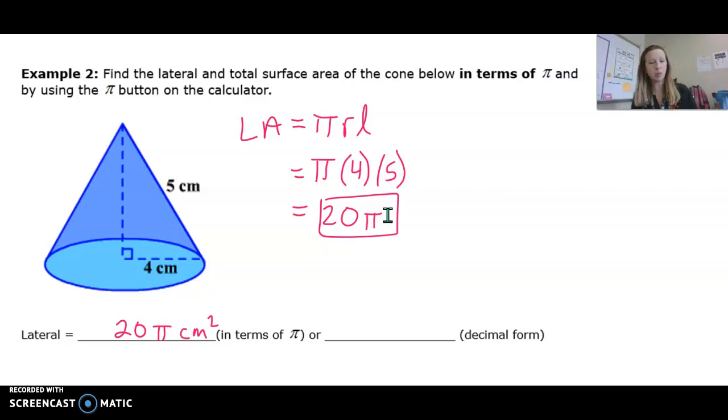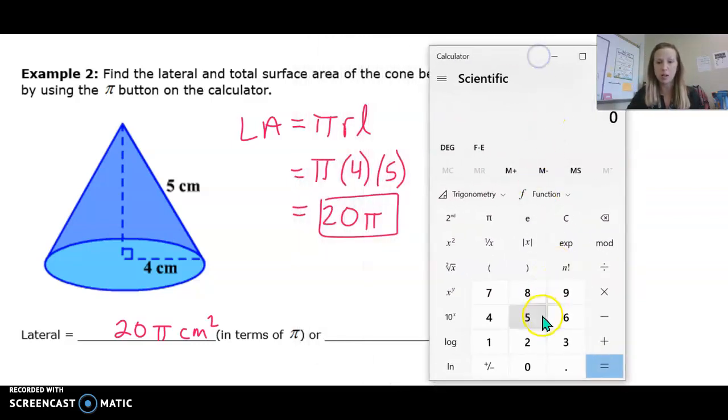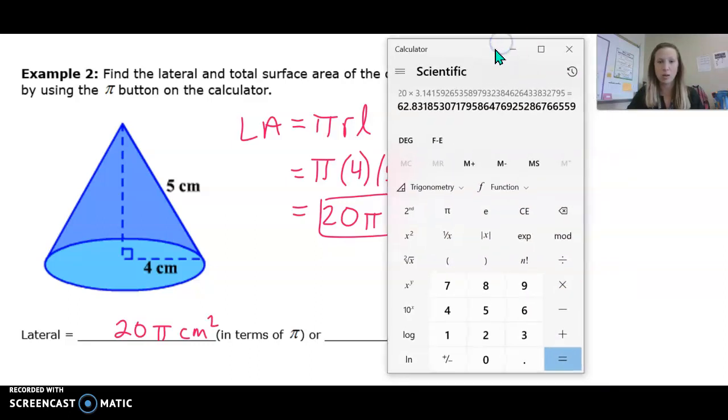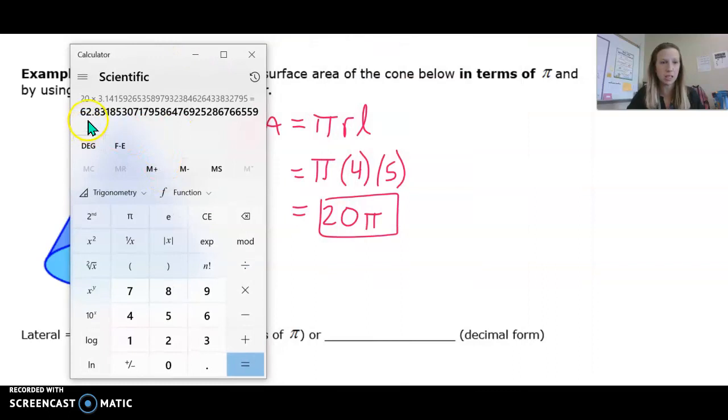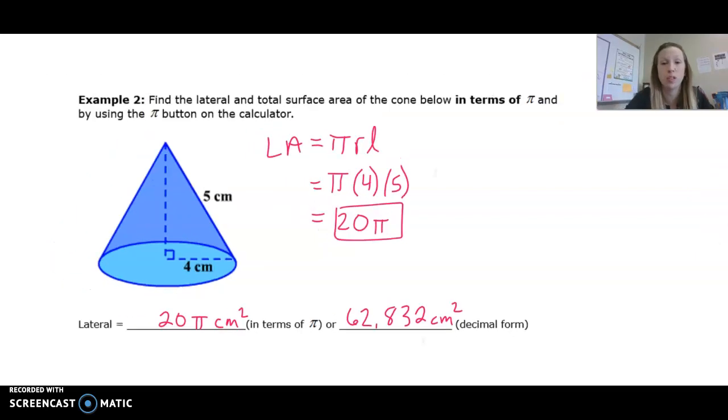If we wanted to find the decimal form of that, we would just grab our calculator right here, and we're going to type in 20 times pi. Here's the pi button, equals. And so we're going to round to the thousandths place, which is 3 decimal places. So it's going to be 62.83, and then this one is going to round up to a 2 because of the 8 after it. And it's still centimeters squared.